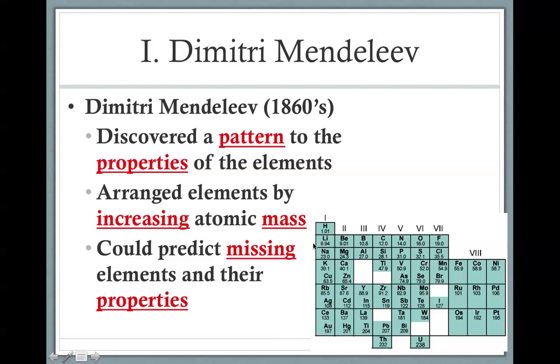And then from that, once he laid out all of his note cards and put them in order, you see how they get bigger, of increasing atomic mass, he could predict the missing elements and their properties, so like their characteristics, what they were like, just based upon what the ones around it were like. So Mendeleev organized the table by atomic mass.